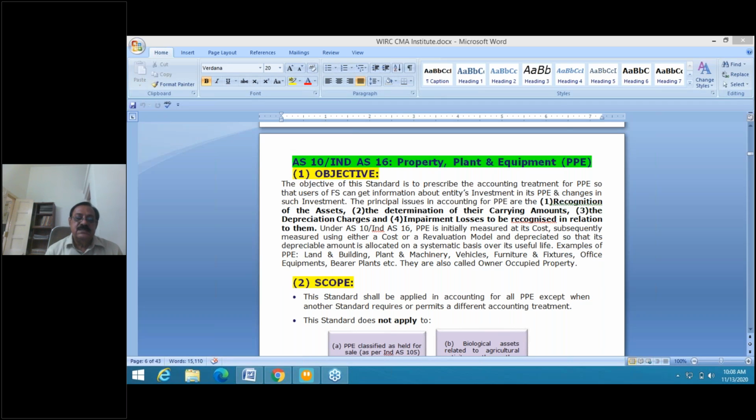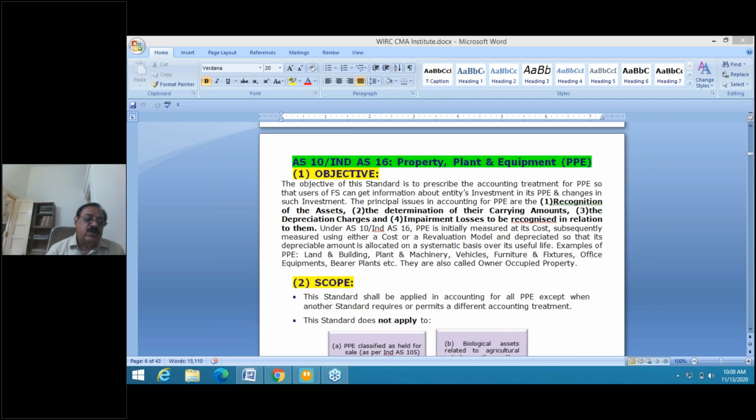So this way, 4 parts are decided under this AS. Under this AS, PPE is initially measured at its cost. So I'm explaining in short how it is to be shown. Initially, it is measured at its cost. Then subsequently, it is measured using either a cost or a revaluation model. So friends, one thing is very clear. At the time of first initial recognition, you are allowed to adopt only cost model.